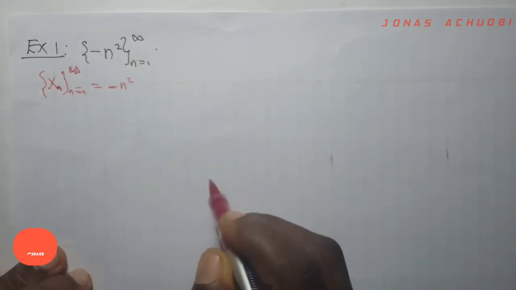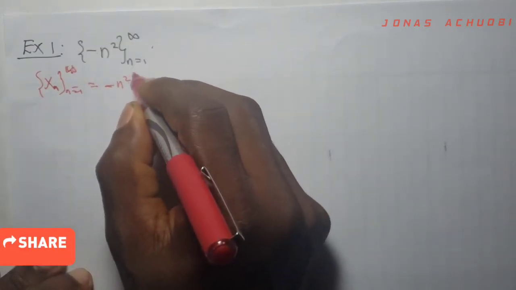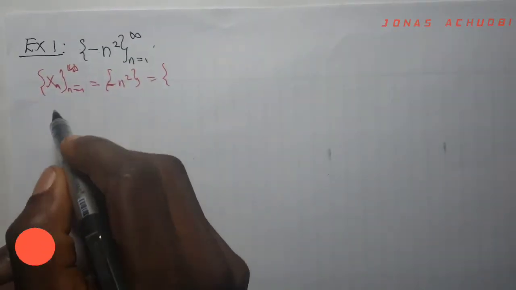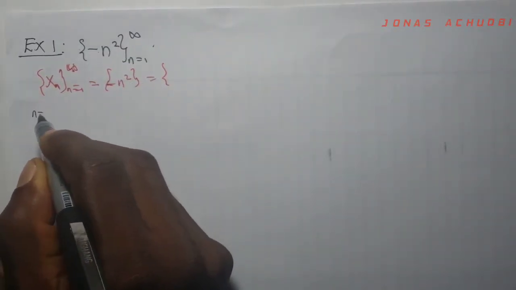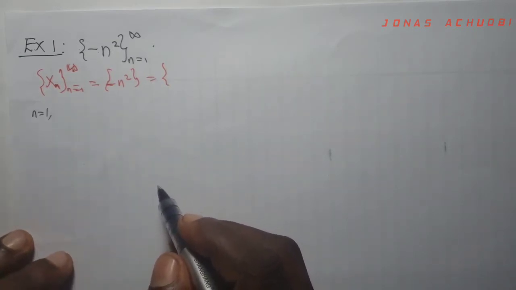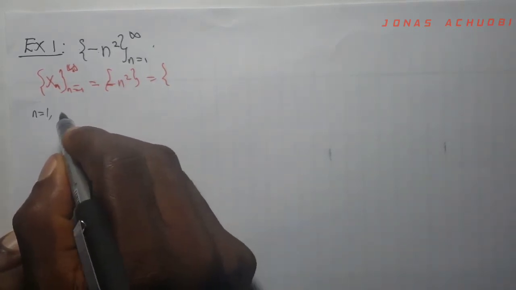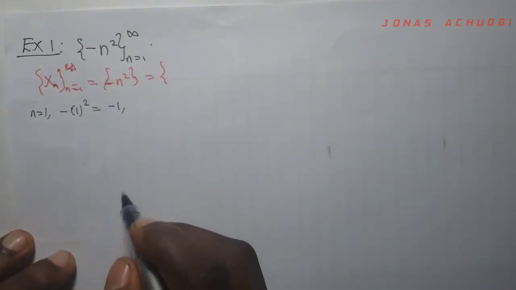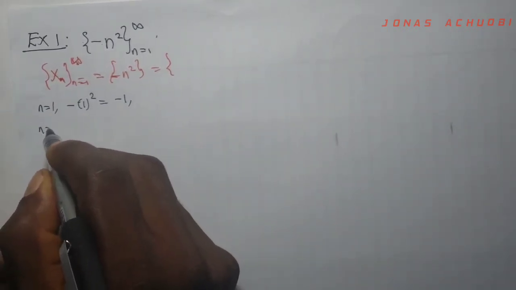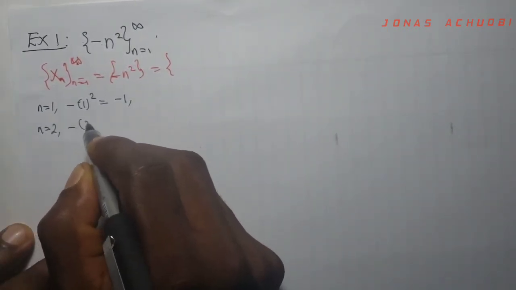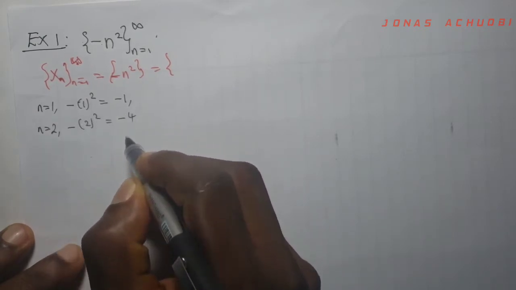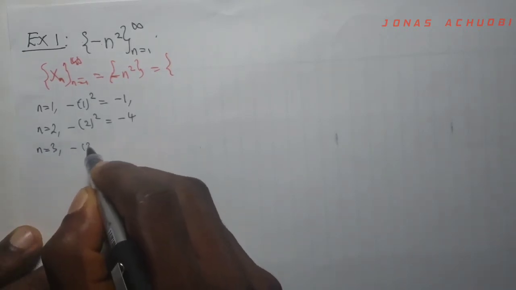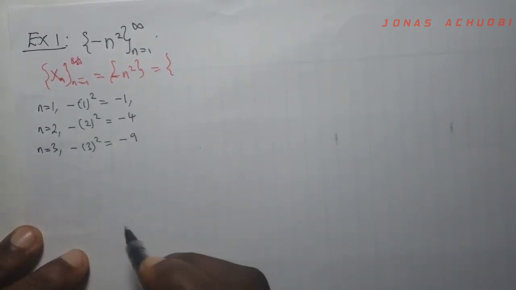N goes from 1 to infinity, and the nth term there is what? Minus n squared. So what are the terms of this sequence? Let us get a few of them. To get the first term, that will be where n is equal to 1, our first natural number. So when we put in 1 here, we get minus 1 all squared. That gives us minus 1. The second term will be when n is equal to 2. So that is minus 2 all squared. That will be minus 4. The third term will be where n is equal to 3. So minus 3 squared. That is minus 9.